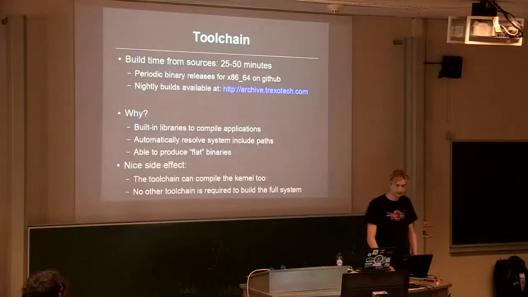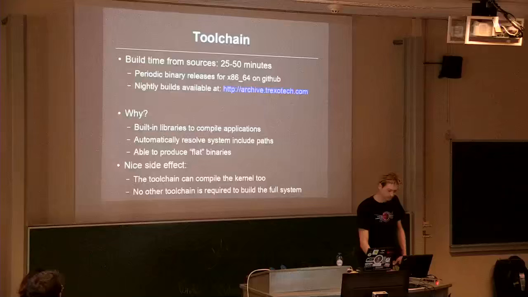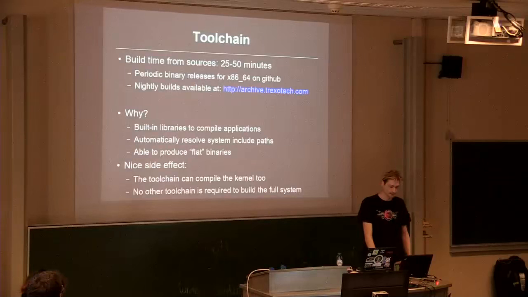The toolchain takes a while to build, and that's why we make releases periodically. Why our own toolchain? Because we want to be able to compile our applications and automatically resolve include paths and stuff like that, and also to produce fat binaries. The nice side effect is that the toolchain can compile both the kernel and the userland applications.